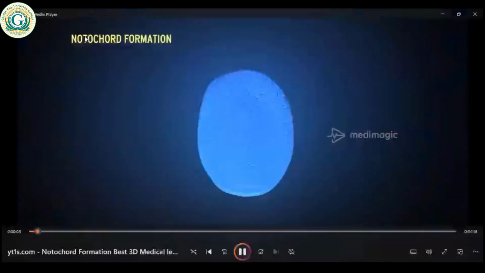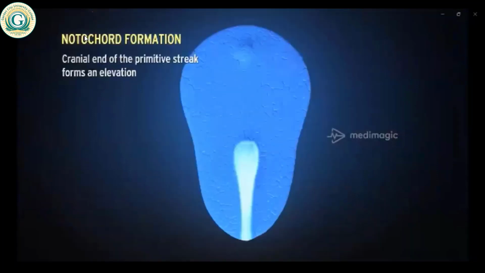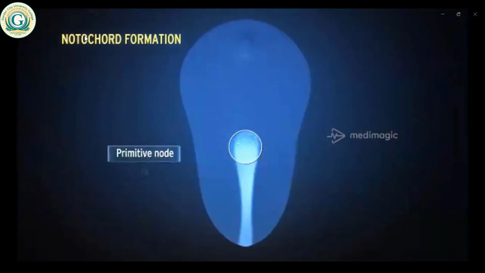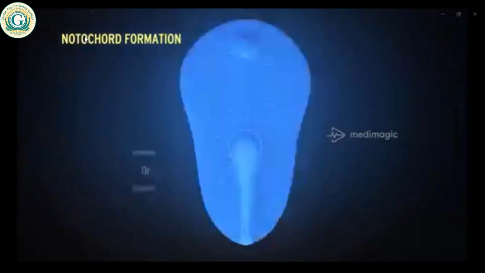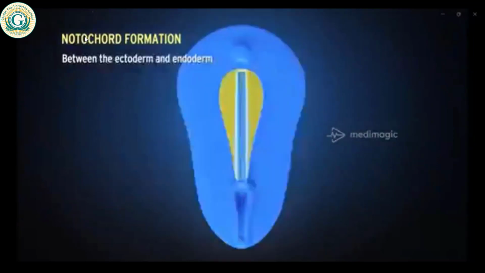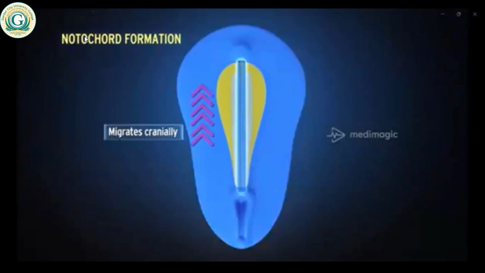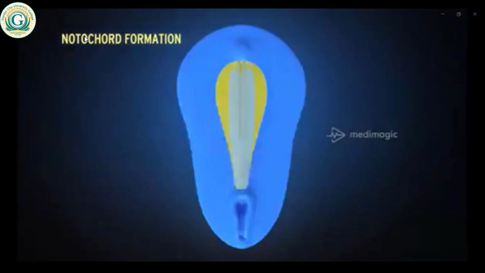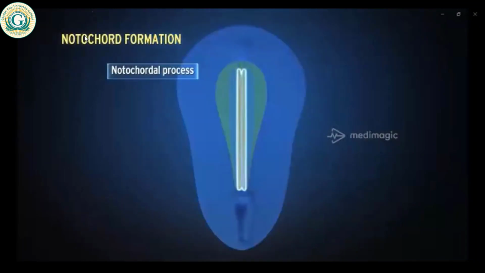The cranial end of the primitive streak forms an elevation, the primitive node or Hensen's node. Soon, a depression appears in the primitive node known as the primitive pit. These cells from the primitive pit invaginate between the ectoderm and endoderm, migrate cranially, forming a solid cord of cells in the median plane known as the notochordal process.